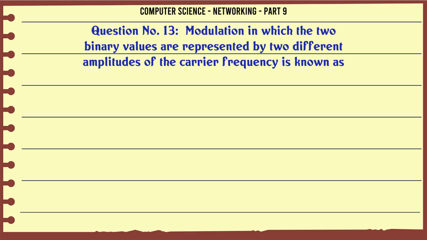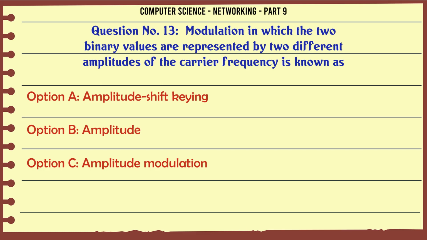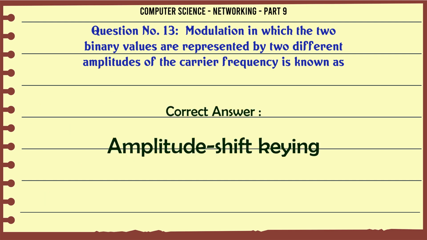Modulation, in which the two binary values are represented by two different amplitudes of the carrier frequency, is known as A. Amplitude shift keying. B. Amplitude. C. Amplitude modulation. D. Aloha. The correct answer is amplitude shift keying.